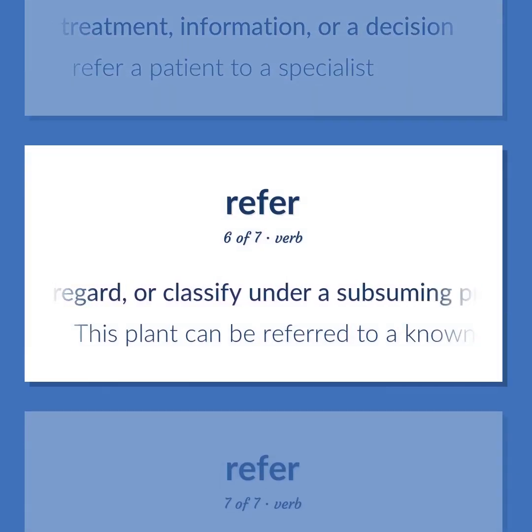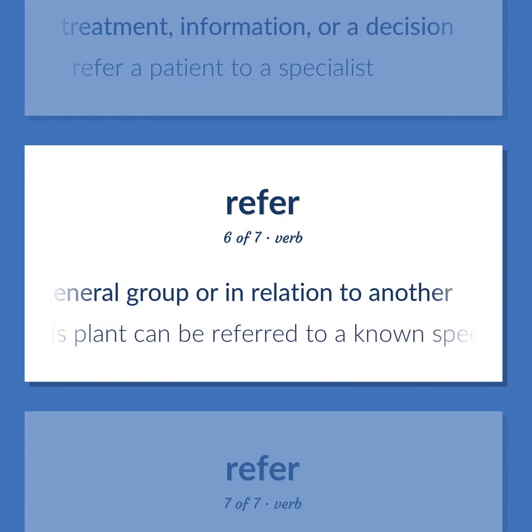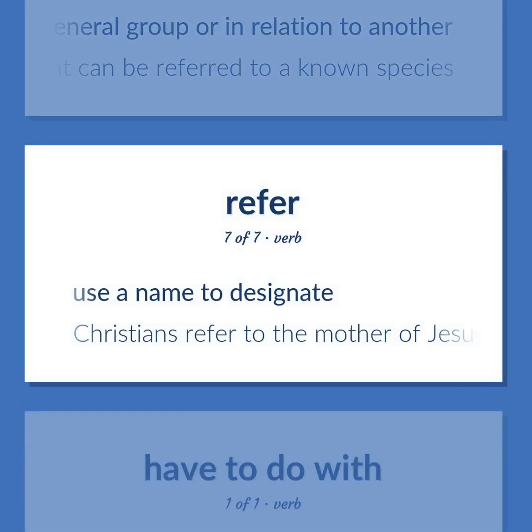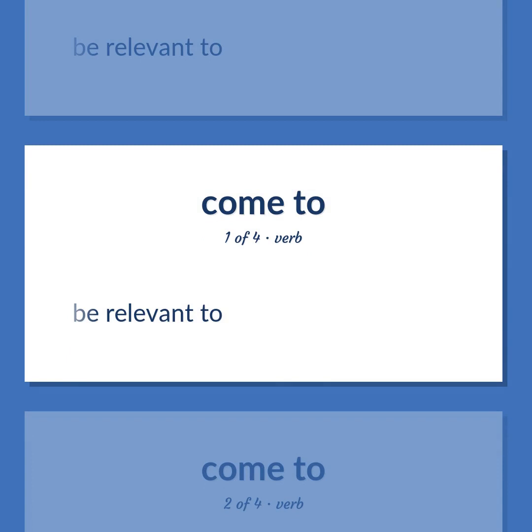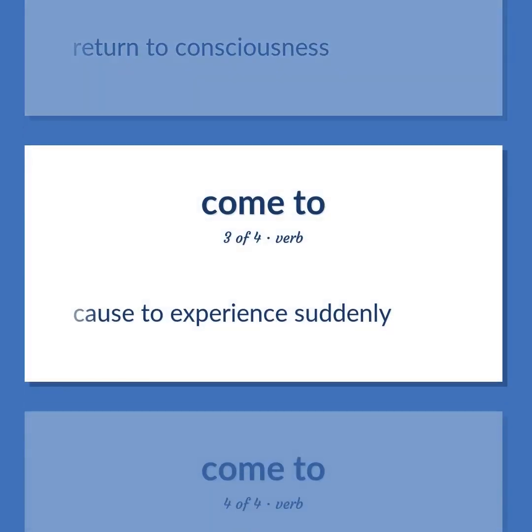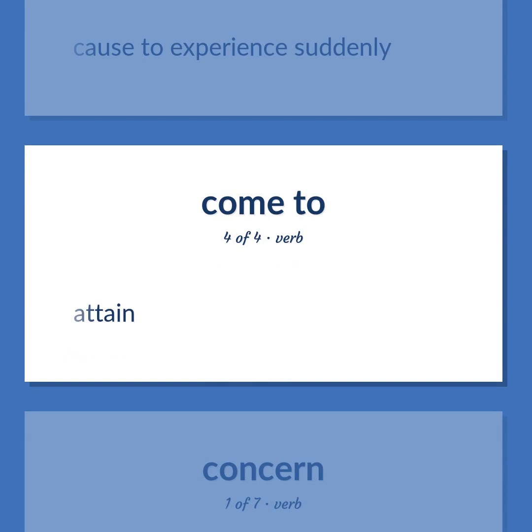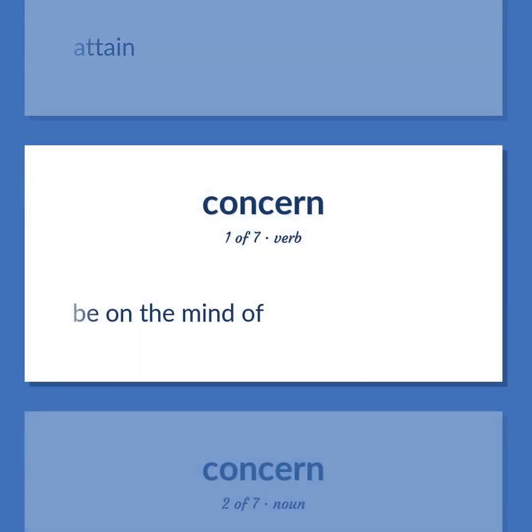Think of, regard, or classify under a subsuming principle or with a general group or in relation to another. This plant can be referred to a known species. Use a name to designate. Christians refer to the mother of Jesus as the Virgin Mary. Be relevant to. Be relevant to. Return to consciousness. Cause to experience suddenly. Attain. Be on the mind of.